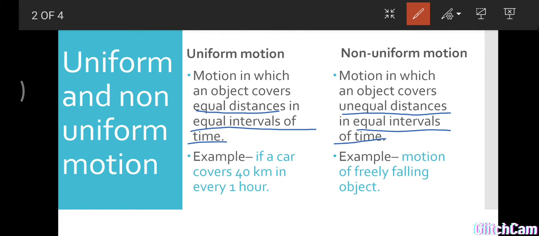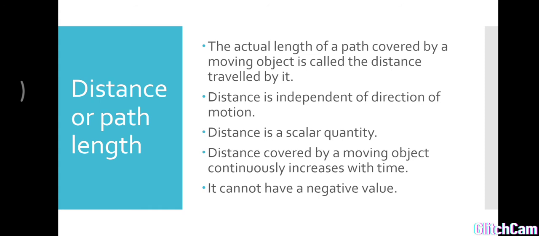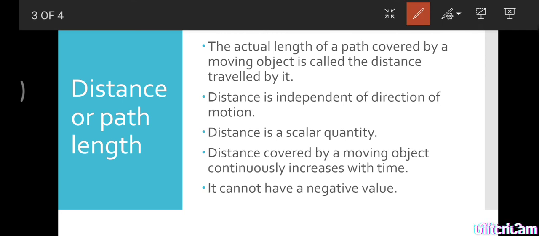For example, if a car covers 40 km in every 1 hour, it is uniform motion, and examples of non-uniform motion are the motion of a freely falling object or the motion of a vehicle in a crowded area. Okay, so the next topic is distance or path length. First, the actual length of the path covered by a moving object is called the distance travelled by it.